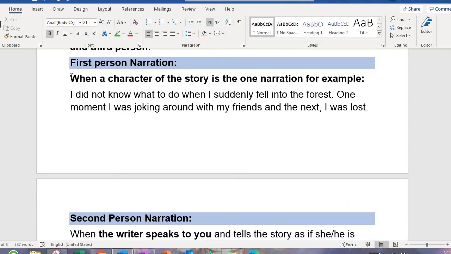Now, this one is very easy. Whenever a character inside the story tells you what is happening to them, then we call it first person narration. For example, I have written a paragraph for you. I did not know what to do when I suddenly fell into the forest. One moment I was joking around with my friends, and the next I was lost. So you can see someone is telling a story about themselves, something that happened to them, and they are directly telling you that this is what happened to them.